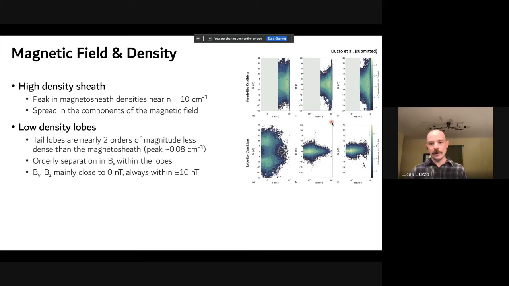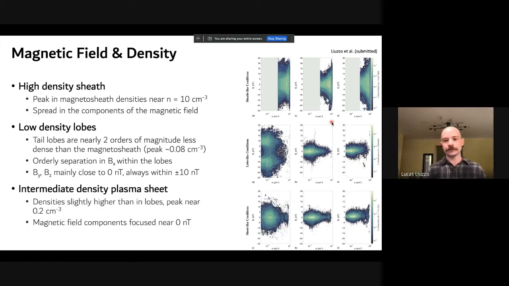If we compare to the lobes here or even the plasma sheet, we see that the average plasma density is at least an order of magnitude, if not 2 orders of magnitude, lower than in the magnetosheath. And in the lobes, these measurements are again focused along or away from the sun direction, so positive or negative Bx. But the most frequently observed densities are located around 0.1 ion per cc. So again, potentially 2 orders of magnitude less than the sheath.